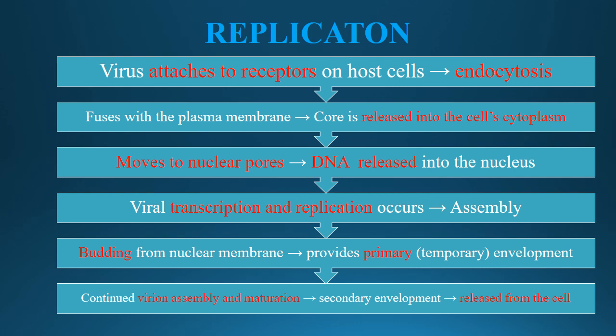Viral transcription and DNA replication occur in the nucleus, in which the particle assembles and exits from the epithelial cells in the skin, causing a primary infection. This virion acquires its envelope by budding through the nuclear membrane. Then, continued virion assembly and maturation occur in the secondary envelope, which is released from the cell.